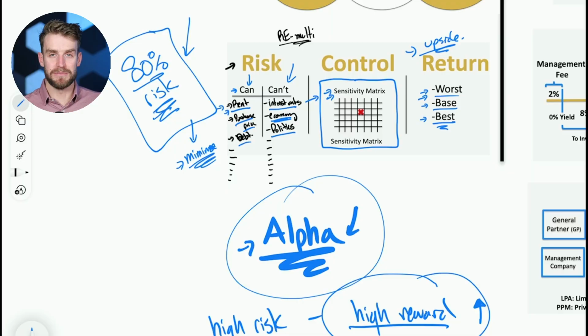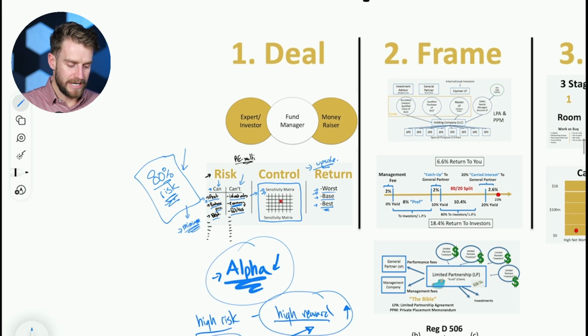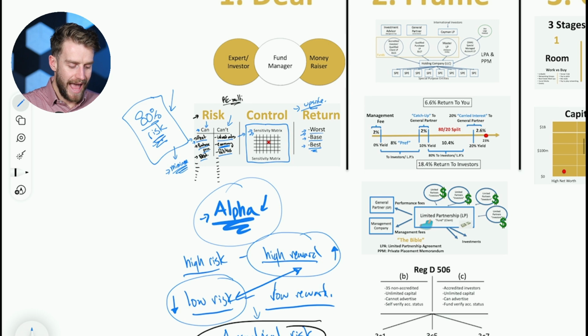So this is a process, a framework for you to do this. Right now, if you can, I'd spend some time looking through your potential deals and seeing how you can de-risk them before you go to step 2 and frame those deals out.